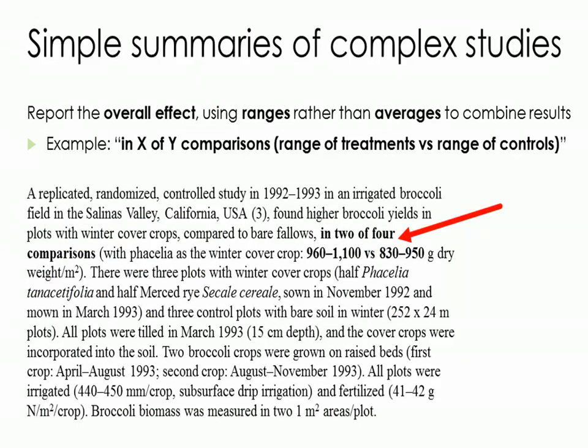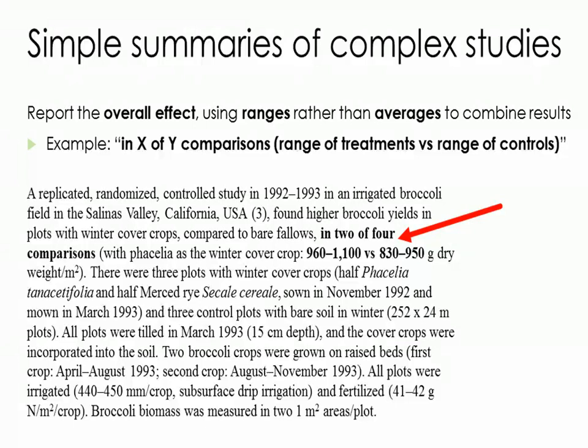One strategy we've come up with for dealing with this is using this phrase here, sort of "in X of Y comparisons." So here's an example of a study on cover cropping compared to having a bare fallow. And we can see that in 2 of 4 comparisons, it helped broccoli yields. So higher broccoli yields were found in plots with winter cover crops compared to bare fallows in 2 of 4 comparisons. That's giving you the overall picture without wading into the details yet.